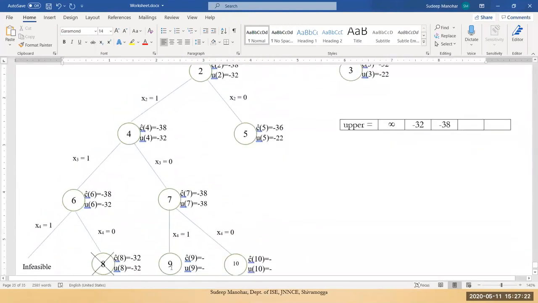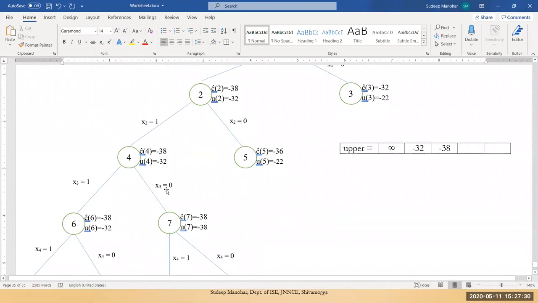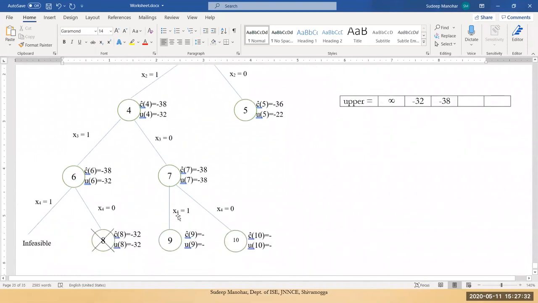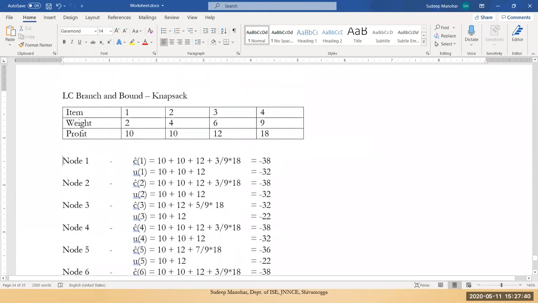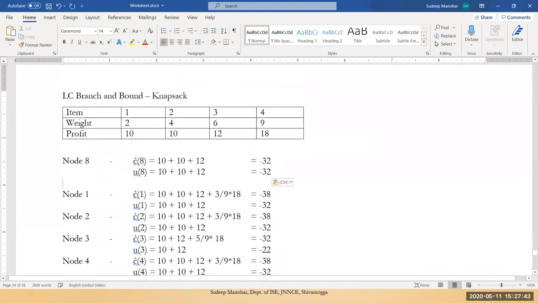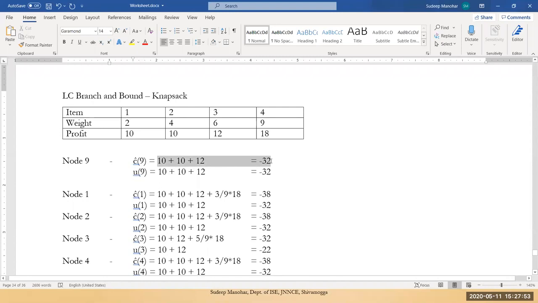So now you have to calculate node number 9. What it tells: x1 is 1, x2 is 1, so items 1 and 2 have to be included. Item number 3, don't include. Item number 4, you should include. So 1, 2, and 4 you should include. I'll write here itself so that it becomes easy for us to understand. See the table, this node number 9. So you have to consider 1, 2, and 4.